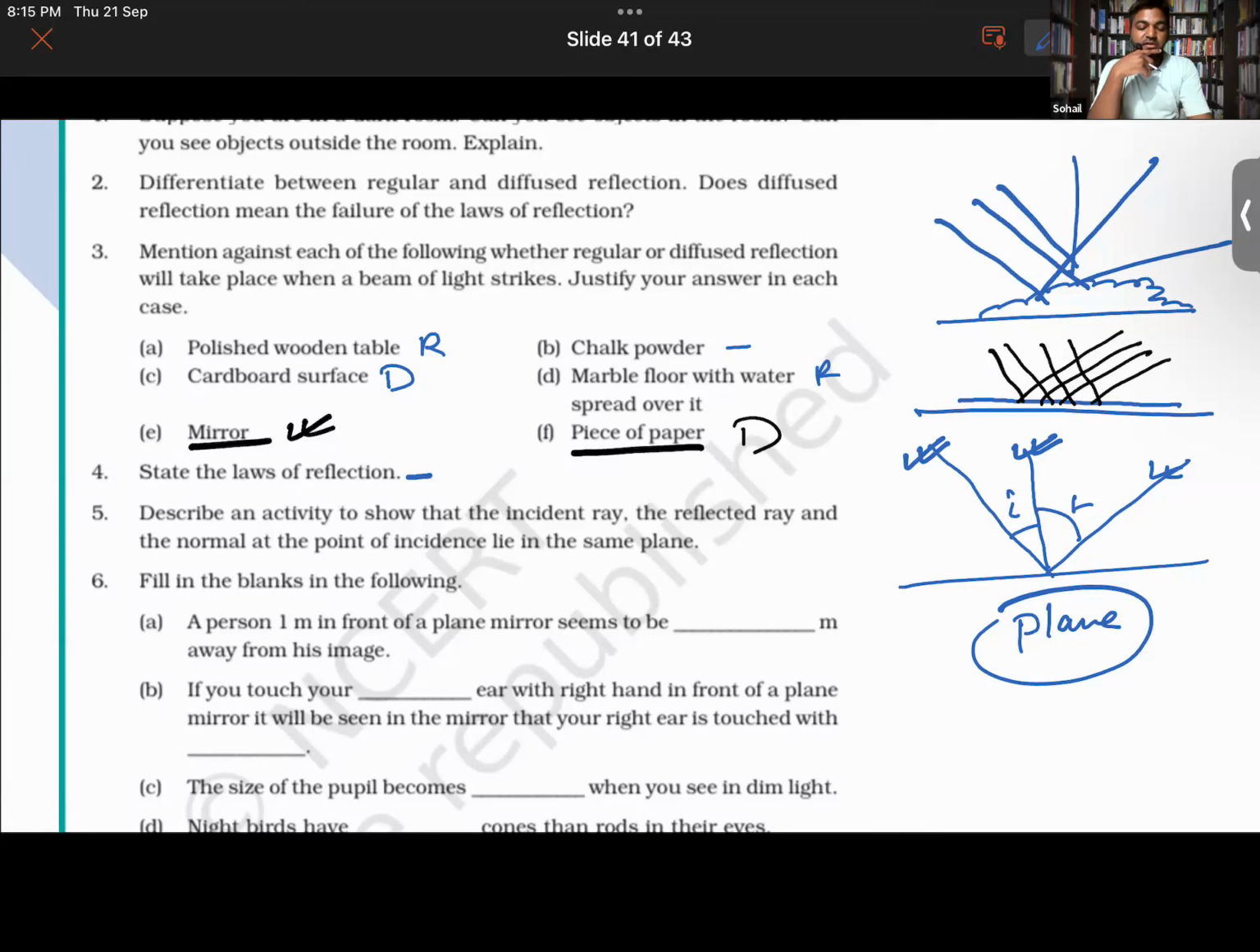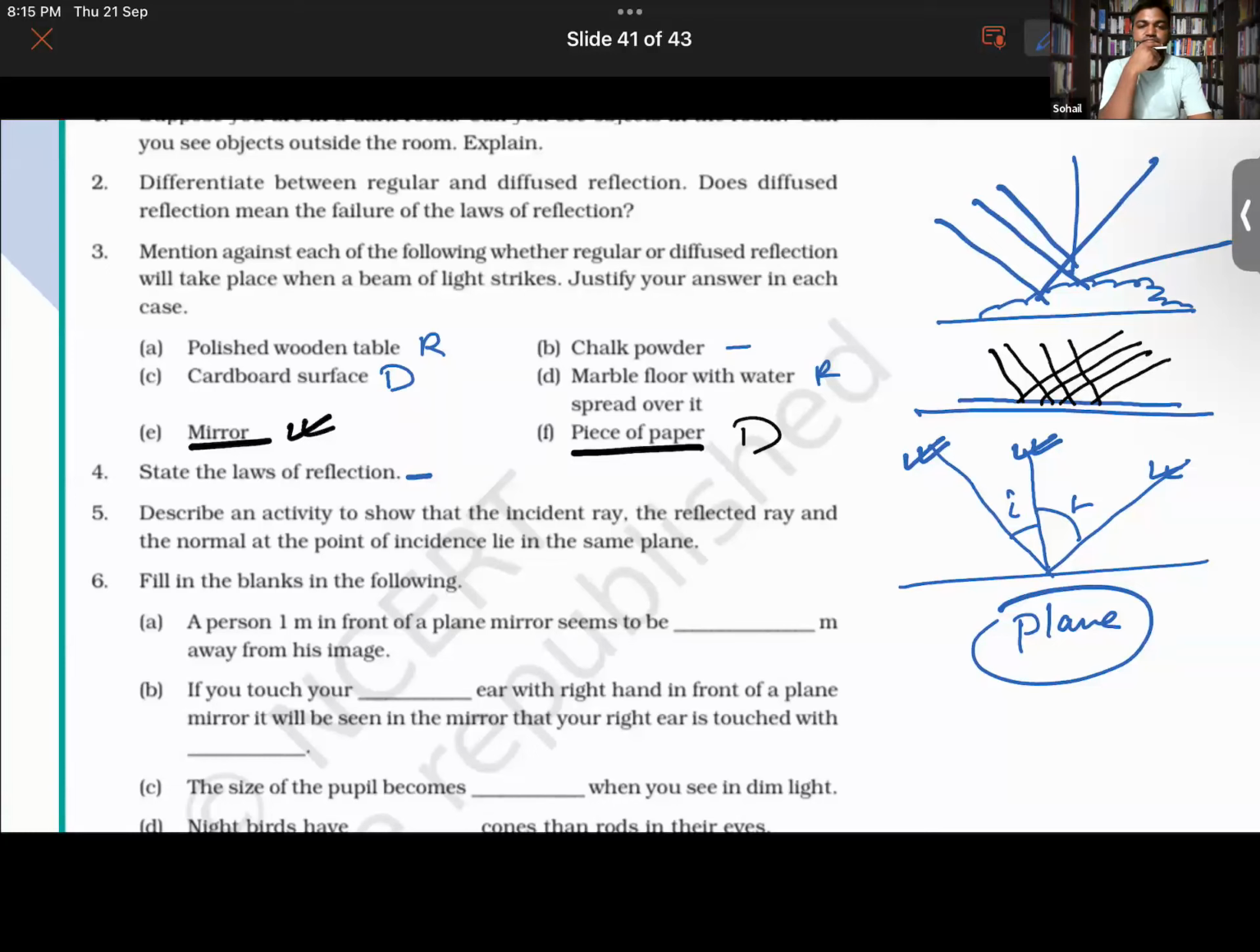Can we use a mirror in this case? Yes, sir, we can use a mirror. In this case, we'll be using a mirror, a holder, and a ray box. Using that, we can do it. So what should be the setup? How will you be arranging the things?